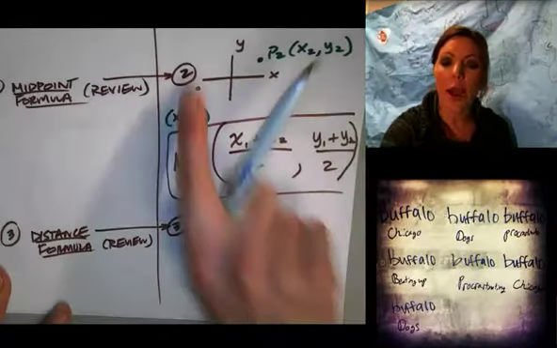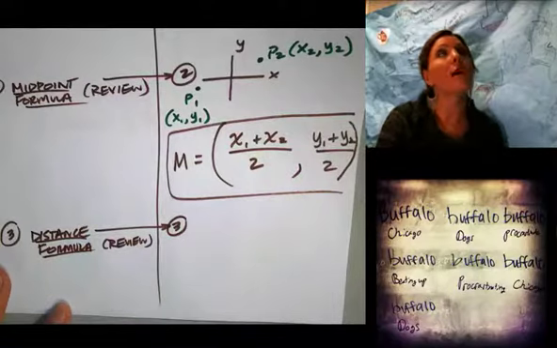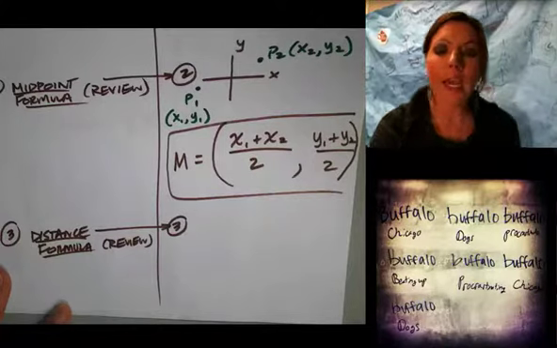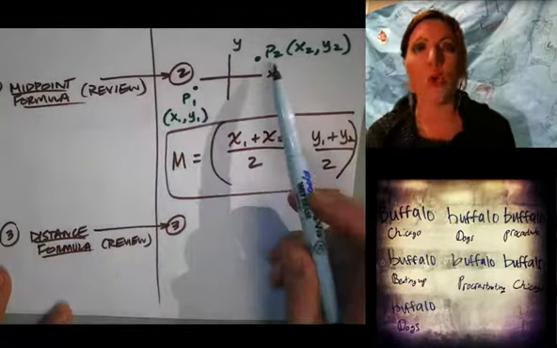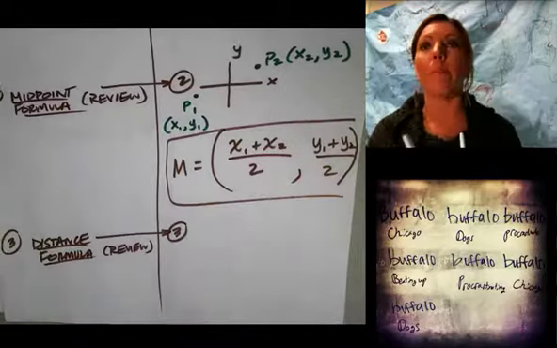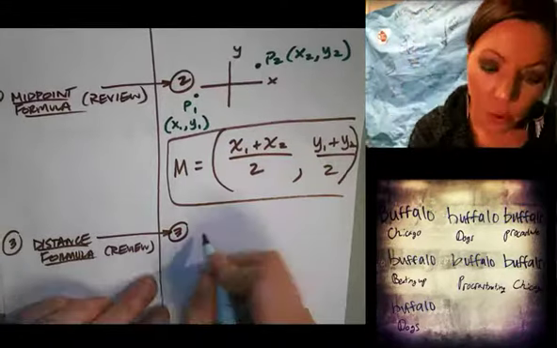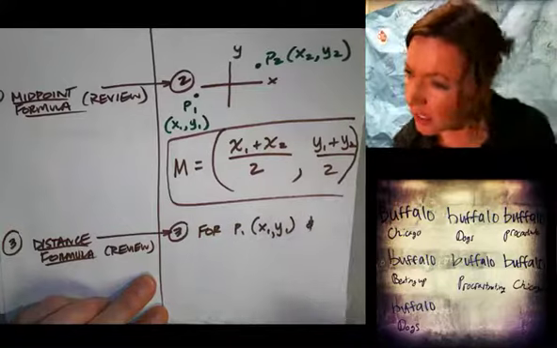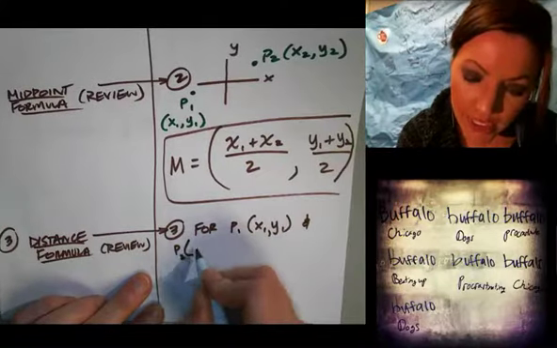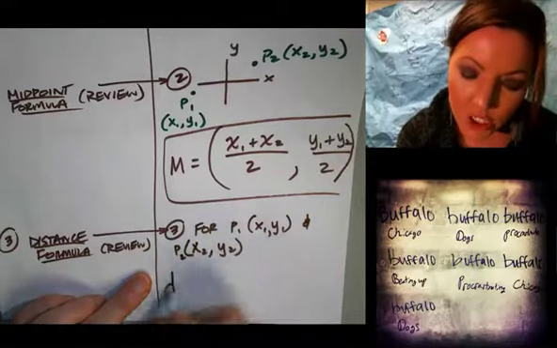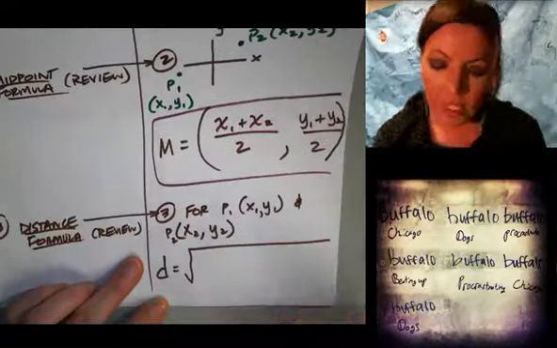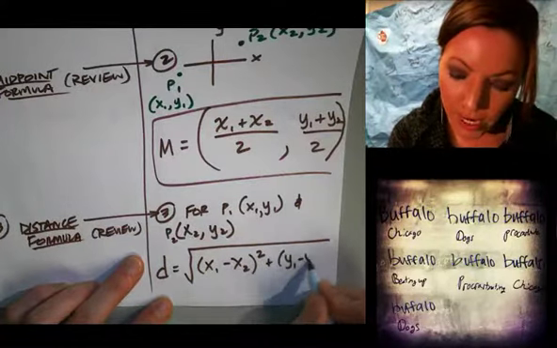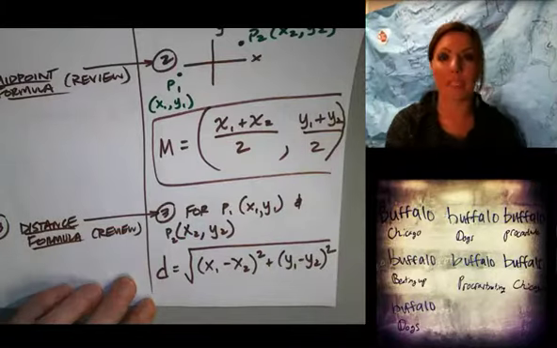Okay, and then the last one, distance formula. We're going to use the same graph up here. The distance formula, we've used distance equals rate times time before. This is a different distance formula. This is saying if we have points P1 and P2, the actual distance between the two of them is a certain length. Okay, so for points P1, which is x1, y1, and P2, which is x2, y2, the distance between the two of them is x1 minus x2 squared plus y1 minus y2 squared, square root of all of that.